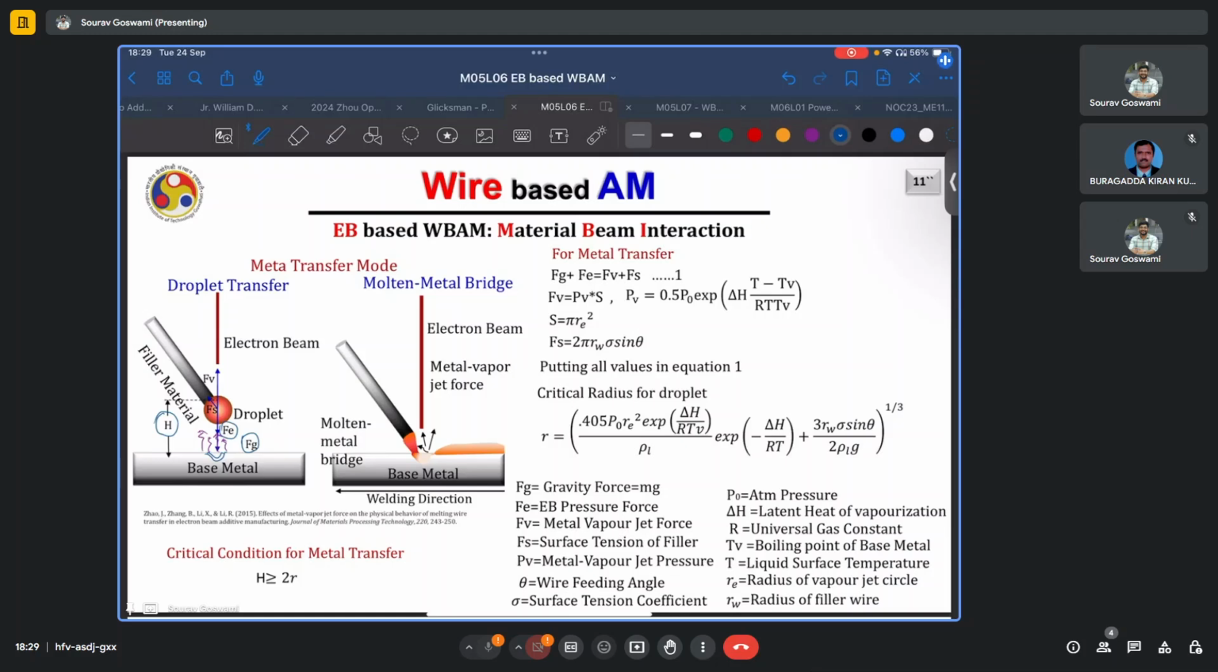So if you're seeing just in the vertical direction, the forces are the force of gravity, the force due to the electron beam, the force due to the metal vapor, and the component of the surface tension force. The formula for all of them are given here. And when we equate this for the steady state, we end up with the critical radius for the droplet. The radius is coming into the picture because the metal vapor force is a surface force and interacts only with the droplet surface. It's not a body force. Thus, the R term comes in, and an expression for the critical radius of the droplet is obtained here.